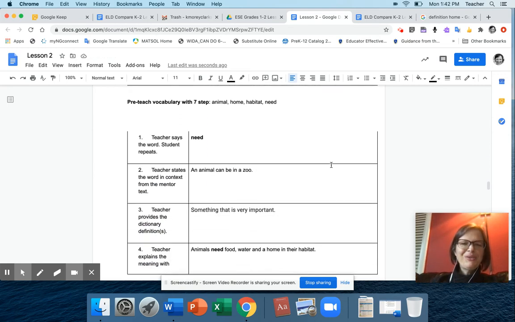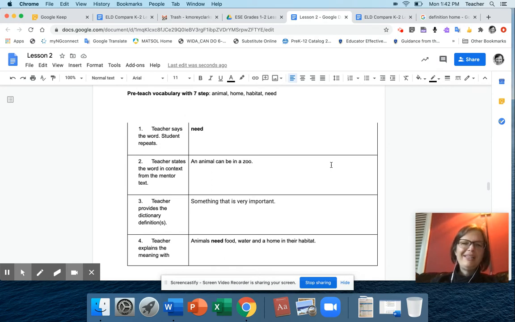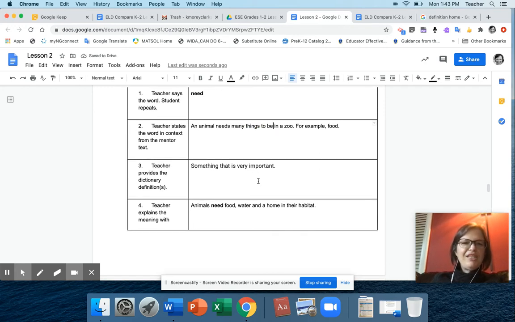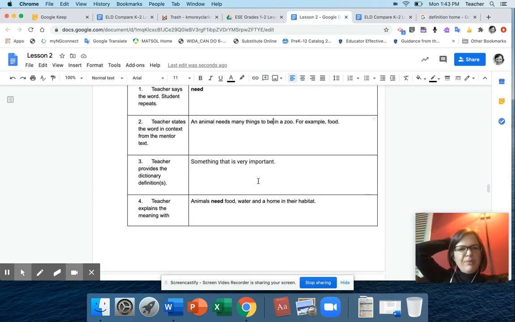Okay. The last word for today is called need. An animal needs many things in the zoo. For example, food. What else would an animal need in the zoo? They might need a place to sleep. We would call that shelter. A need is something that is very important.